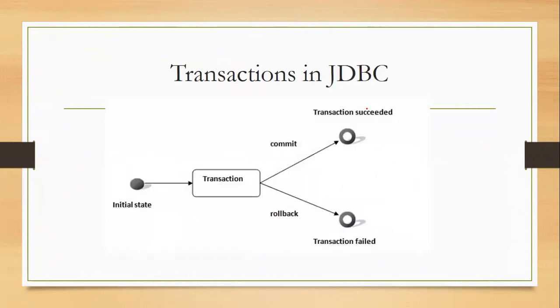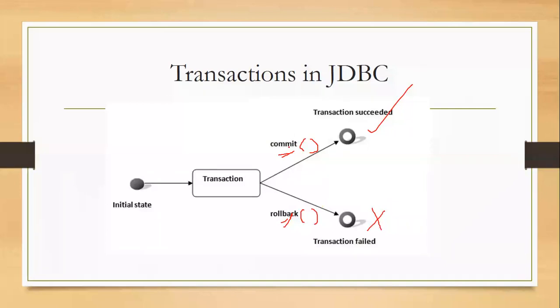Now, for transaction management in JDBC, you have two operations. You call them the commit operation and the rollback operation. If you call a function called commit, your transaction is a success. If you call a function called rollback, your transaction can be made into a failure. The user itself can make the transaction a failure. We will see that with the help of programs.